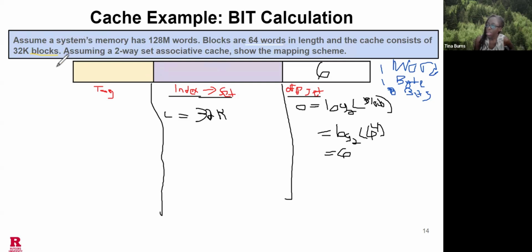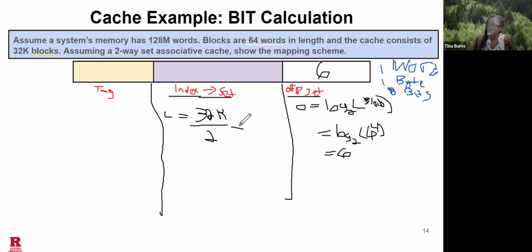Now that I know that, all I need to do is take this and divide by our associativity. That means I have a total of 32K blocks, 32K lines. I can determine the number of sets I have by dividing that by my associativity, right? Because if I have 32,000 lines, but my associativity is 2, that means I have 2 blocks per set. So that's why I divide this to figure out how many sets I need.